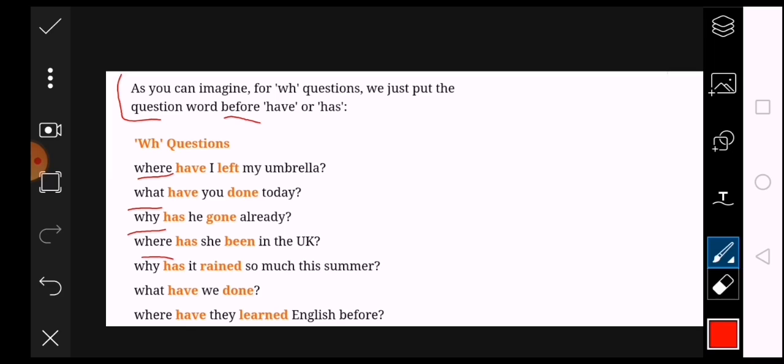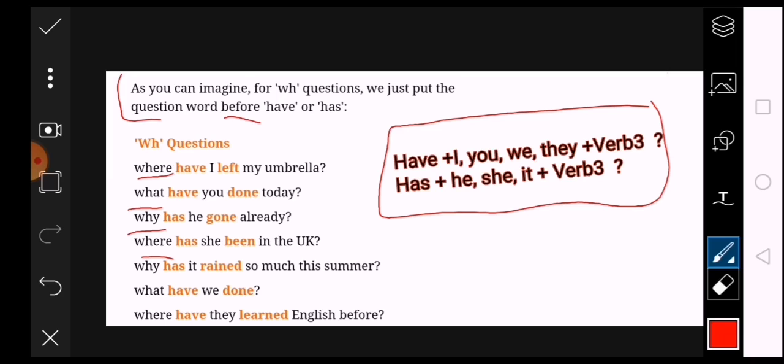So our rule in affirmative, which is the first case, when we use I, you, we, they plus have plus verb 3, this is the affirmative case. What should we do in the interrogative case? We invert have from the second place to the first place, like that. Here we have the rule of the present perfect in questions, or you can say in the interrogative case.